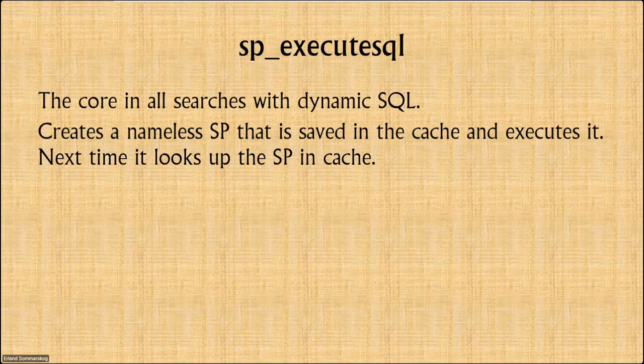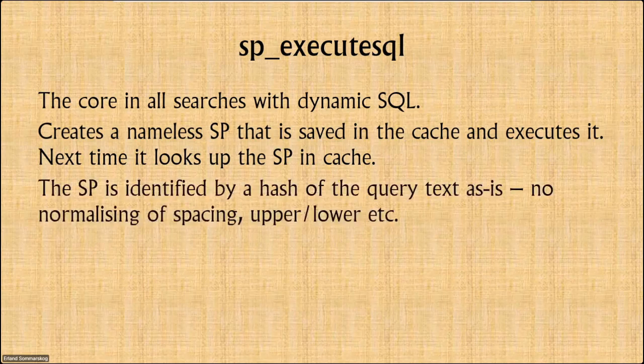Now, if the procedure does not have a name, how do you find the procedure? Well, the identity of the procedure is a hash, which is computed from the query text as is. So there's no normalizing of spacing, upper, lower case, comments, whatever. Add one single space, and it's a new hash and a new cache entry, and potentially a new plan.